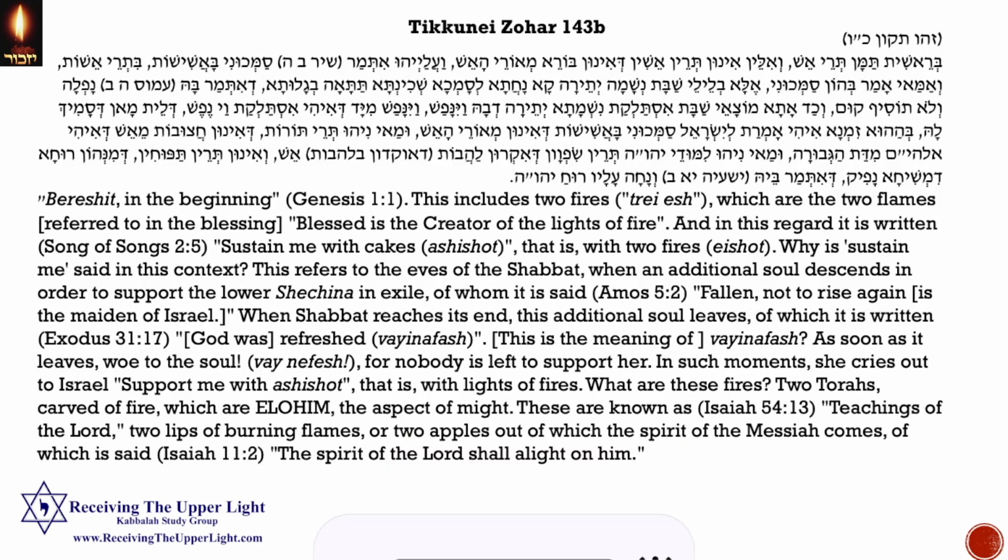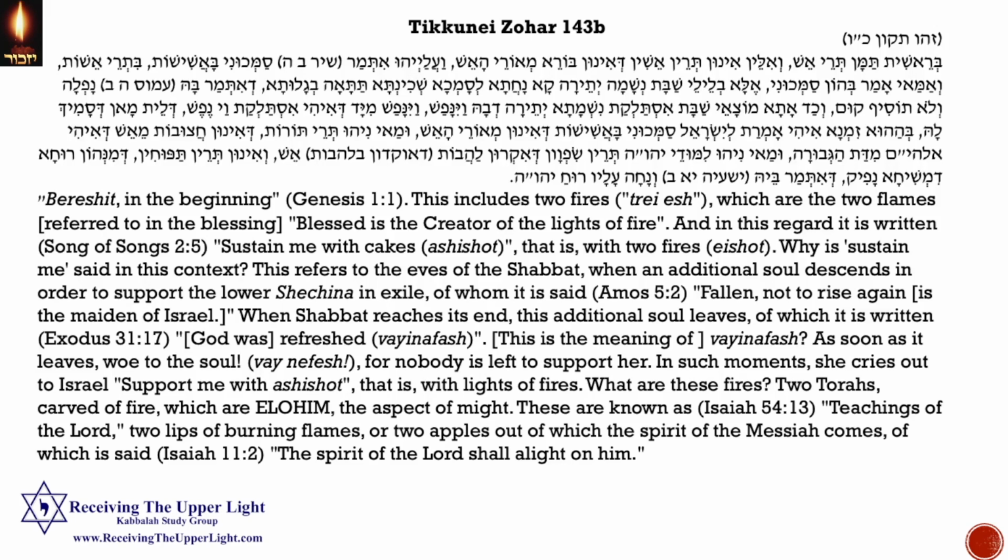For nobody is left to support her. In such moments, she cries out to Israel, "Support me with ashishot," that is, with lights of fire. What are these fires? Two Torahs, carved of fire, which are Elohim, the aspect of might. These are known as the teachings of the Lord, two lips of burning flames, and two apples out of which the Spirit of the Messiah comes, of which he said, "The Spirit of the Lord shall alight on him."